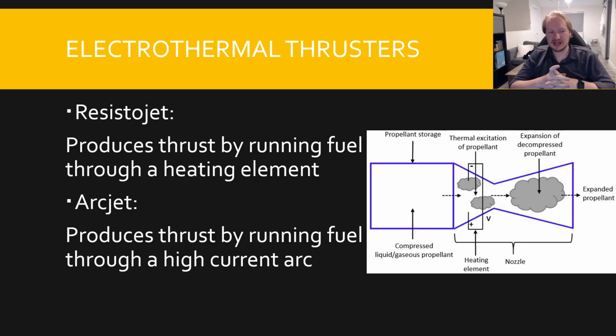Next is the arc jet. This produces thrust in a very similar way, except instead of running fuel over a heating element, we're running it through a high current arc. So an arc of electricity that's going to increase the temperature of this gas, which again causes this expansion of the propellant that's going to make a thrust.